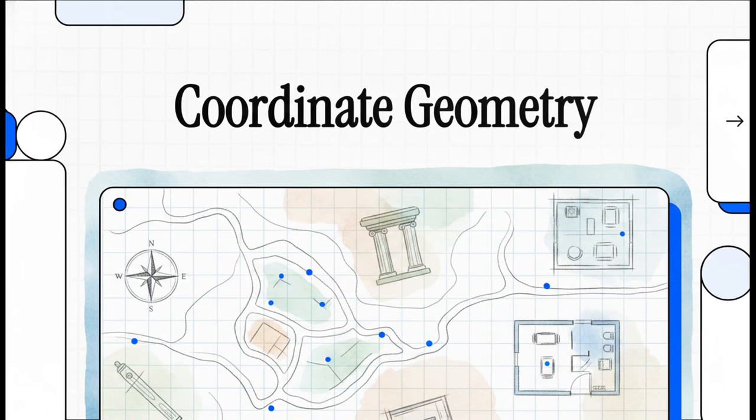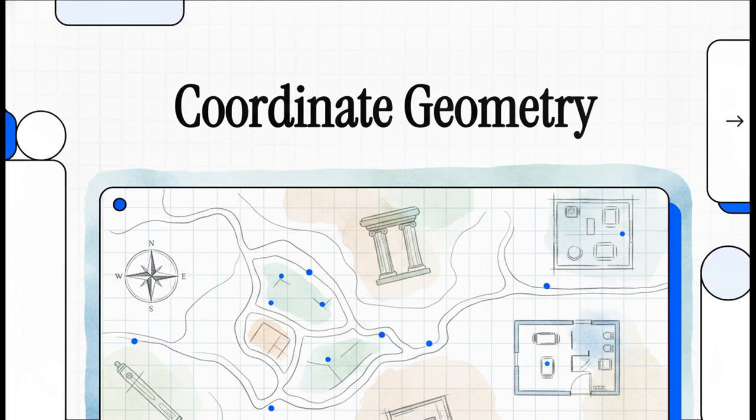Today, we are literally unlocking a mathematical superpower. And hey, if you're thinking coordinate geometry is just about plotting boring dots on graph paper, well, prepare to have your mind completely changed. We aren't just looking at dry math today. We're discovering a vibrant, dynamic tool that humans have used for thousands of years to map our physical reality.